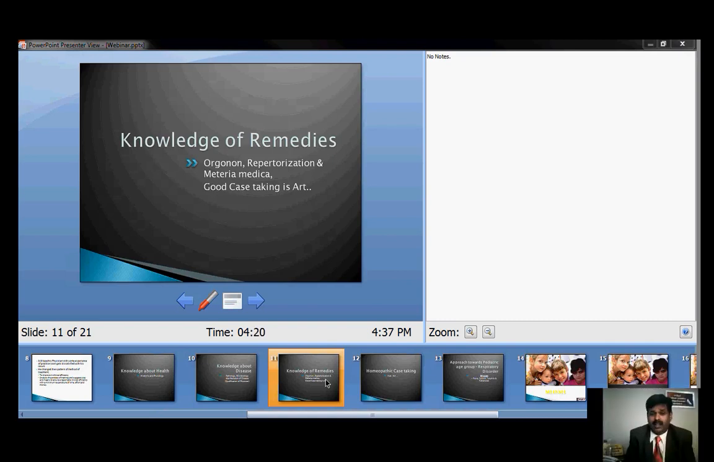And for that we are reading Organon of Medicine and Materia Medica, which are the essential topics we are reading. And in this case, good case taking is an art. To be frank, good case taking is an art.